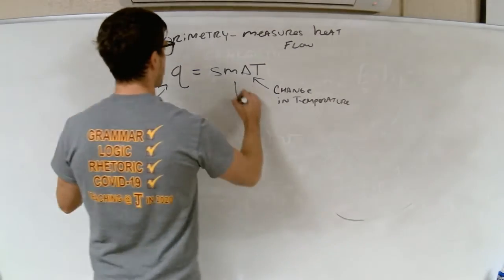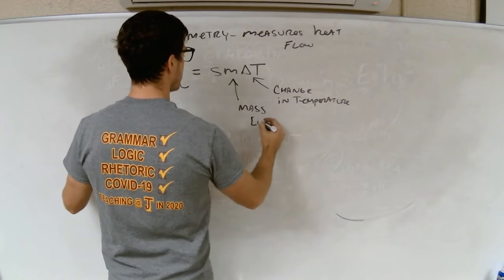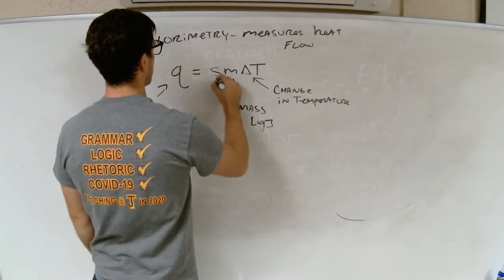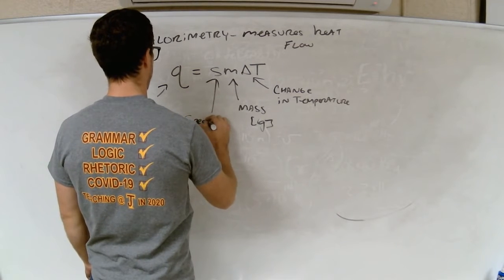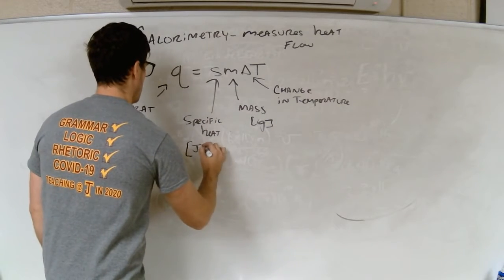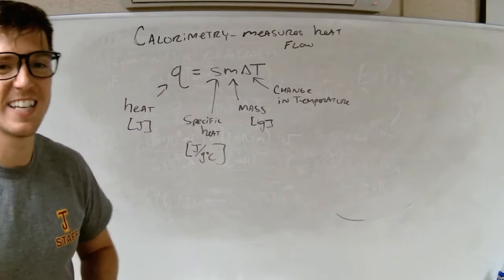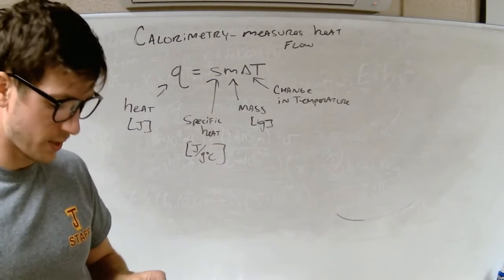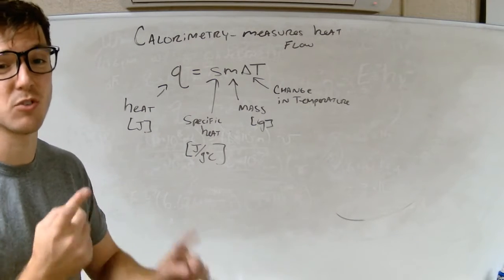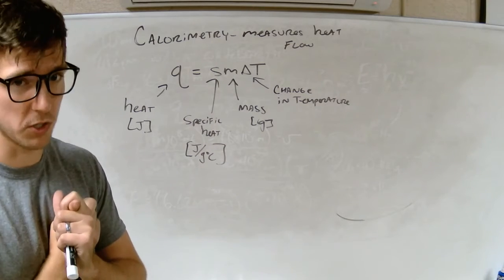M is mass, which is in grams. Okay, so make sure your mass is in grams. And then S is specific heat, which is joules per gram degrees Celsius. And I just want to talk about specific heat for a little bit. It's just how easy it is to heat something up. Something that has a specific heat of 1 joule per gram degree Celsius means it takes 1 joule of energy to heat up a gram of that substance 1 degree Celsius.